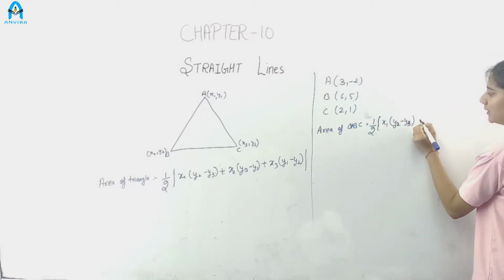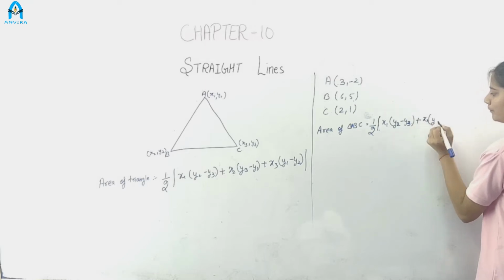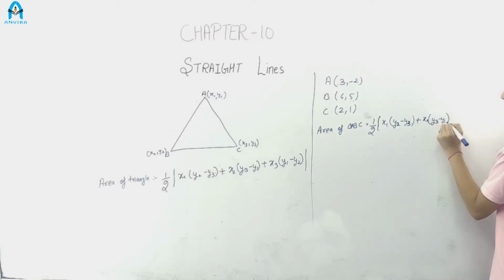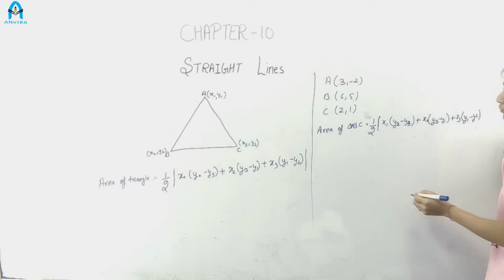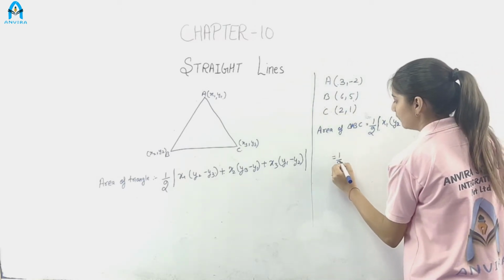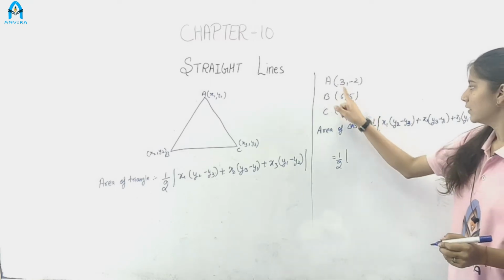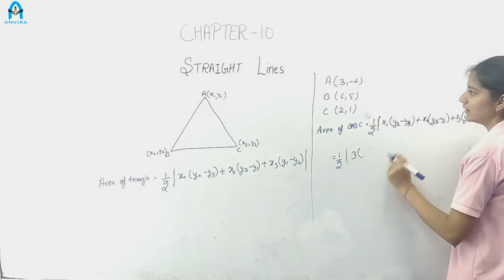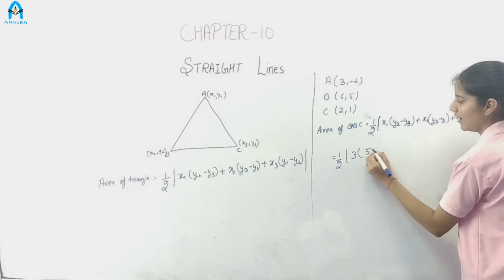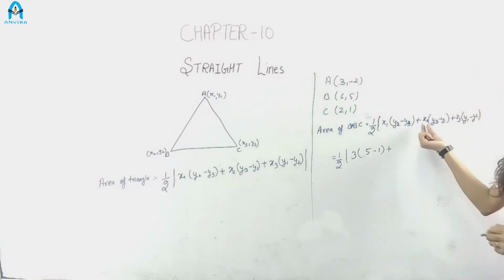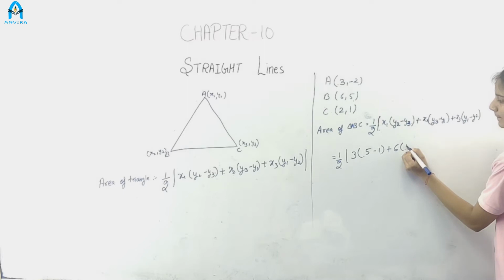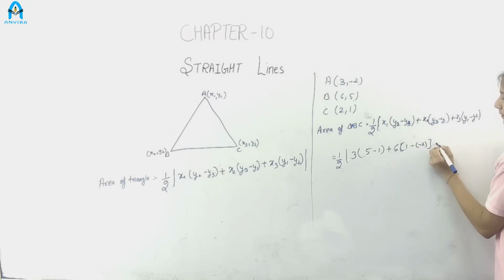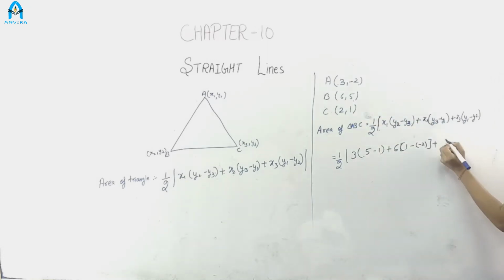So applying mod here, x1(y2 - y3) plus x2(y3 - y1), then x3(y1 - y2). So put the values here. We will get x1 is 3, y2 minus y3 is 5 minus 1. With x2, 6, y3 is what? And x3 is our 2.